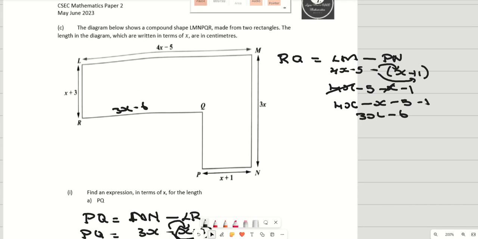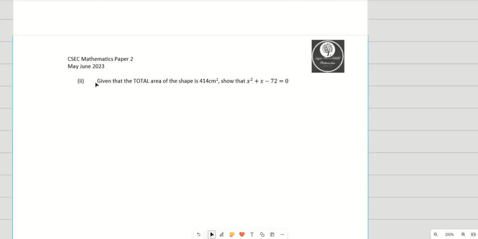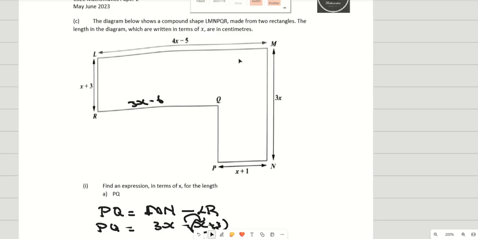And that is how you would get RQ. Right. Part 2 of this question says, given that the total area of the shape, that is the shape above, is 414, show that x squared plus x minus 72 is equal to 0. We're going to find the area of this entire shape. Now, when you have to find the area of a complex shape like this, or compound shape, you cannot find it just so. What you have to do is split them up into the regular shapes. They already told you it has 2 rectangles.